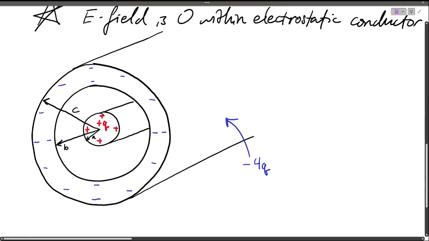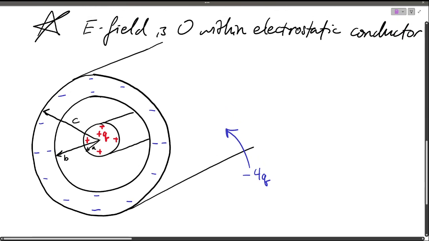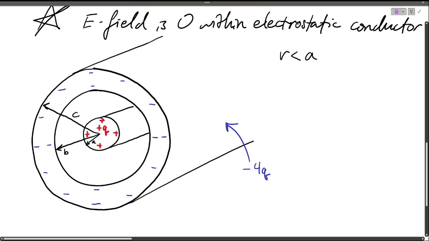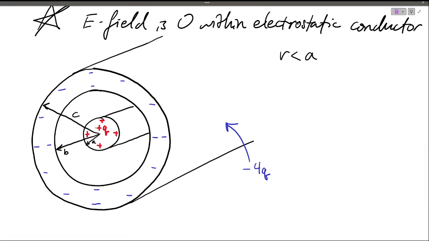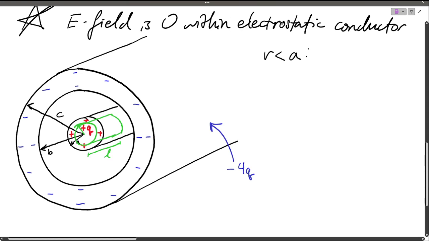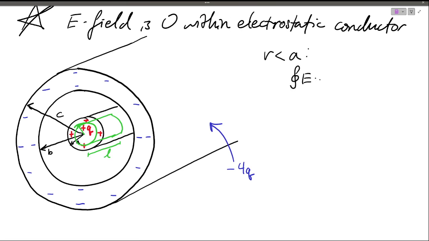So let's start with the first case, when the radius is less than A. So we need a Gaussian surface. It's just going to be a cylinder at some radius r that is within this first radius A. So it's some finite cylinder with length L. And we write our Gauss's law: integral E dot dA is equal to Q enclosed over epsilon naught.